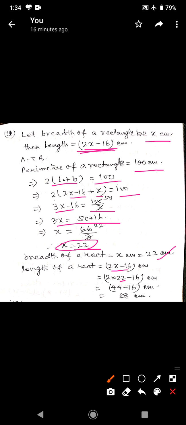Therefore 3x equal to 50 plus 16. Therefore x equal to 66 by 3 equal to 22. Therefore x equal to 22. So breadth of a rectangle equal to x centimeter equal to 22 centimeter, and length of a rectangle equal to 2x minus 16 centimeter equal to 2 multiply 22 minus 16, that is 44 minus 16 equal to 28 centimeter.